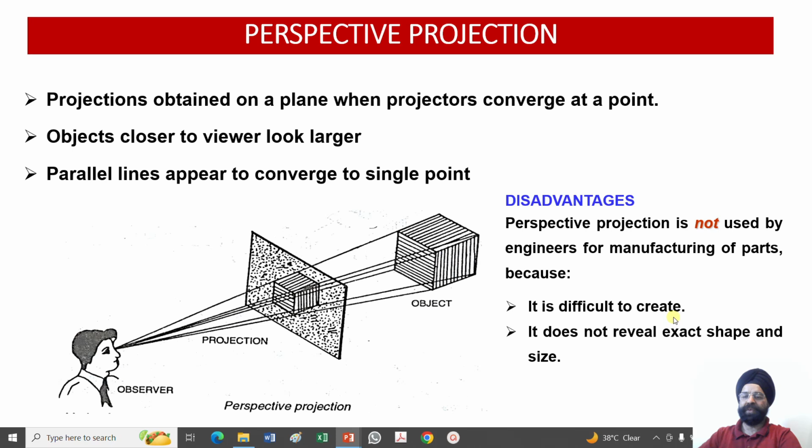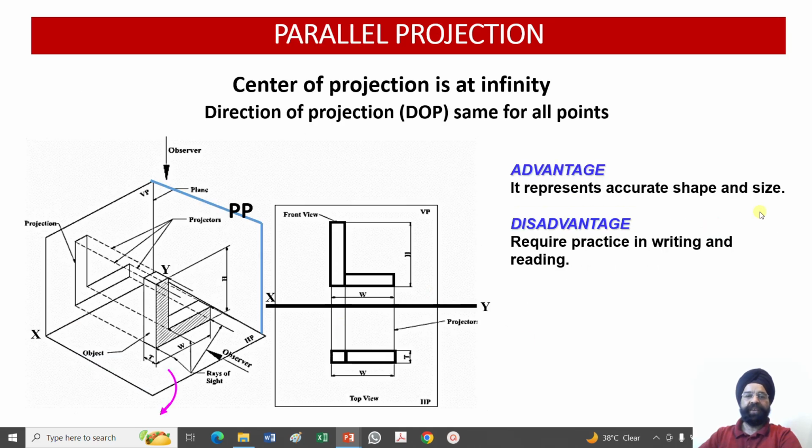Why? Because it is first of all difficult to create, and most importantly it does not reveal the exact shape and size of the objects. Whereas on the other hand, you can see the parallel projection is there, where the center of projection is at infinity, that is, the observer is located at infinity. All the rays of projection, that is, all the projection lines or the projectors, are parallel to each other. There is no effect of any convergence.